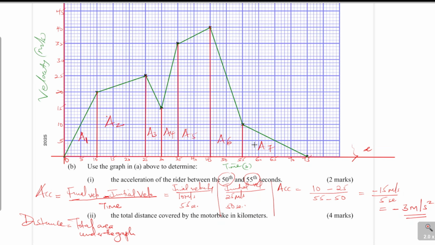You can see those shapes, we can get the area of each of them, and then when we get the sum of all the areas of A1 up to A7, that will give the total distance in meters. Then we convert it into kilometers. So we start with the first one, area 1.